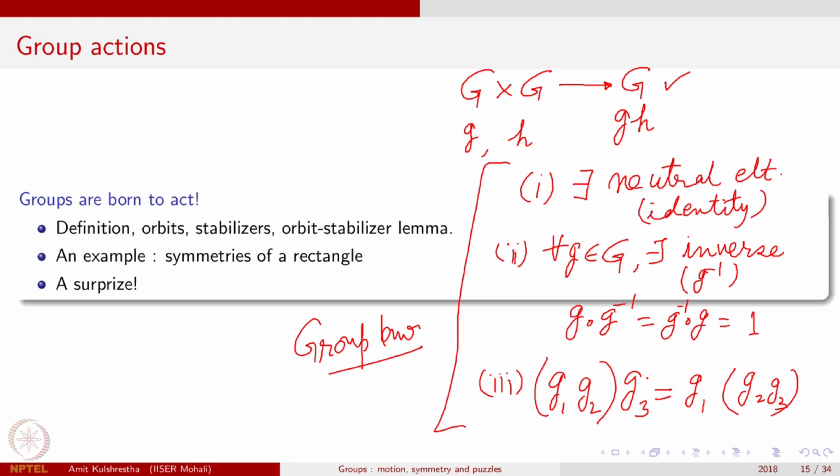Quite an important property of groups is group action. As I say, groups are bound to act. Unless they have an action, unless they have nice applications, they are not interesting. So we are also going to see what group action is, and again for that group action I will take the example of symmetries of a rectangle.